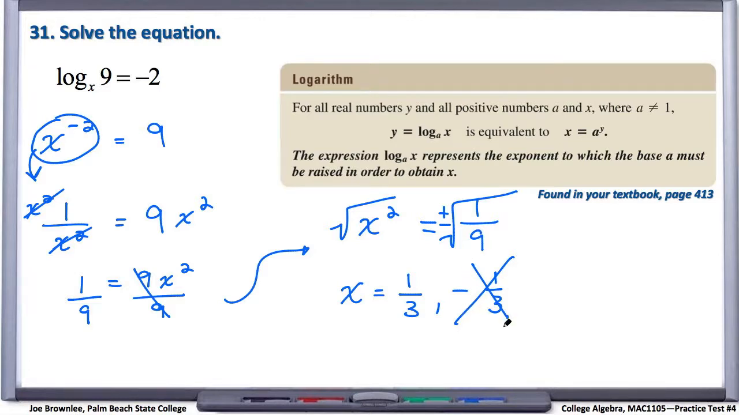So in that case, we're going to drop the -1/3, which means our only option, the only remaining answer, is going to be +1/3. And so in this case, x is 1/3.